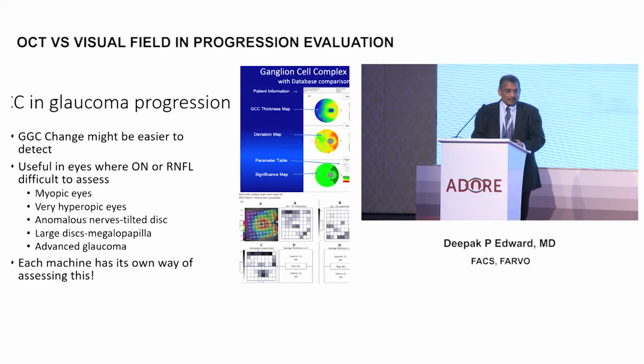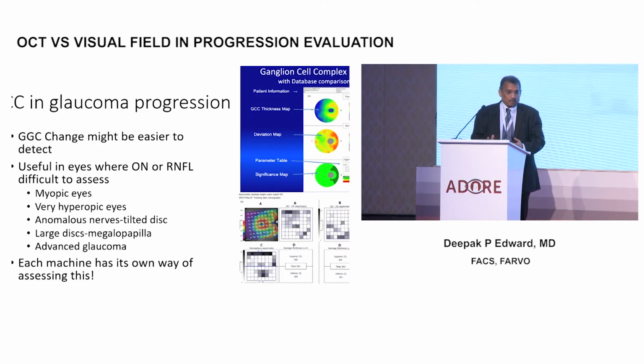GCC changes seem to be easier to detect. So you have different kinds of maps. Each machine, unfortunately, has its own way of assessing this. You can have a normal GCC map, a deviation from normal map, and a significance map as produced by one of the machines. For me, these maps are most useful in patients where you have myopic eyes. We'll talk a little bit more about it.